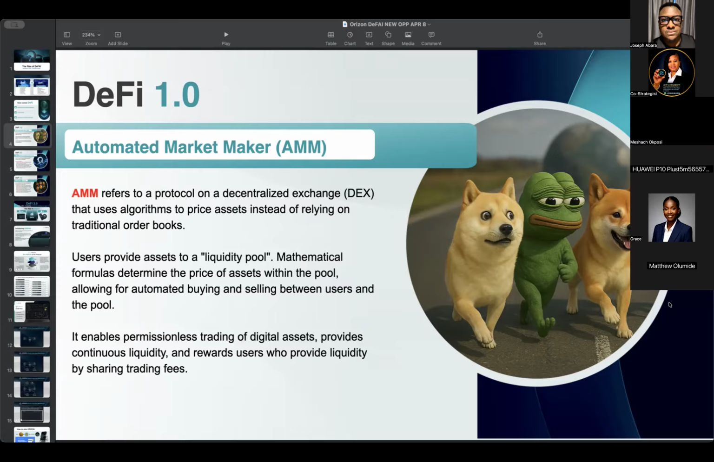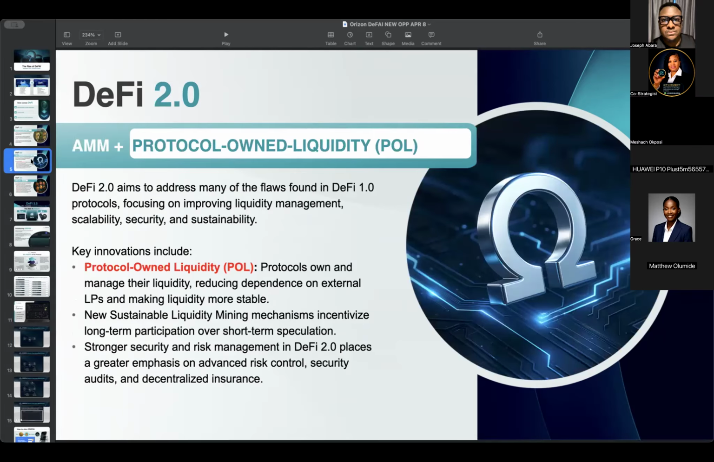Because of this liquidity pool crisis, some new developers said, okay, what if we changed the narrative on the blockchain? What if we created a new kind of project? That project will not depend on external people to provide its liquidity. That project will provide its own liquidity, and its liquidity will be permanent. It will not depend on other people to provide its liquidity.